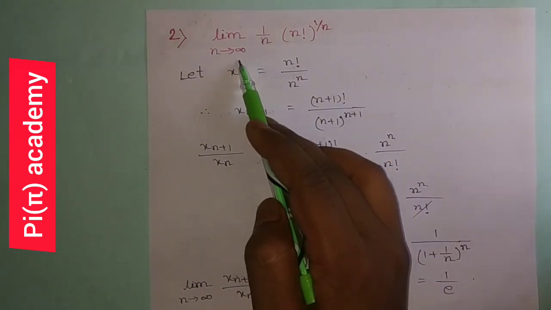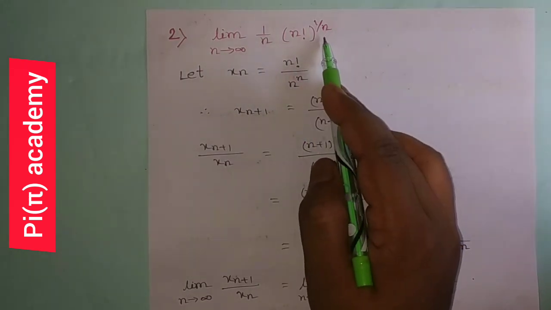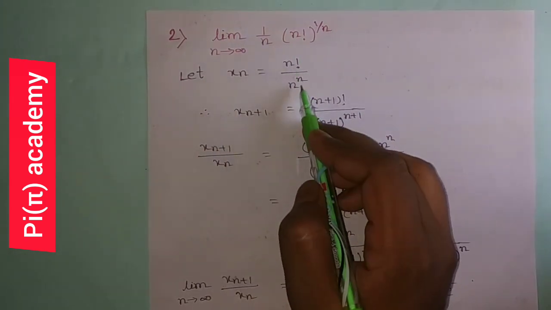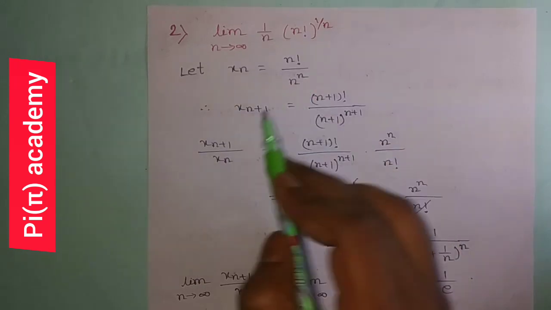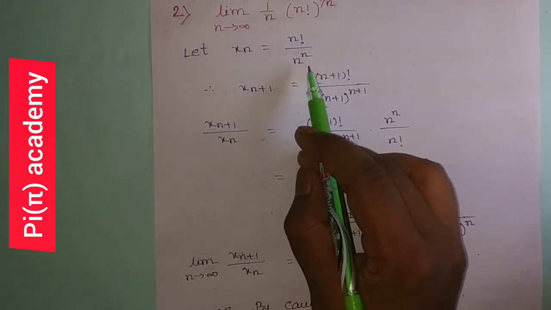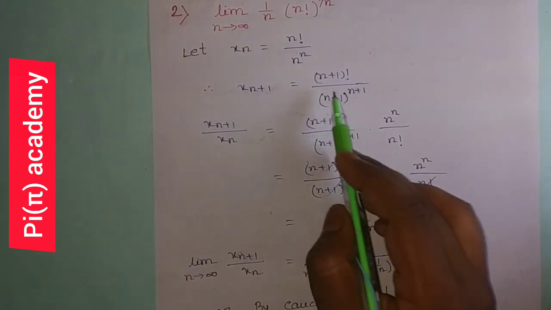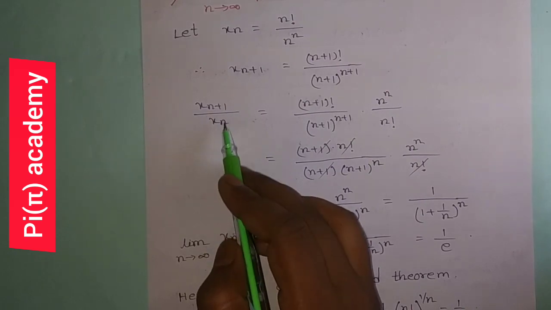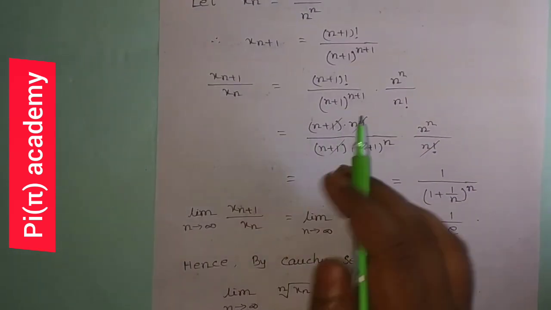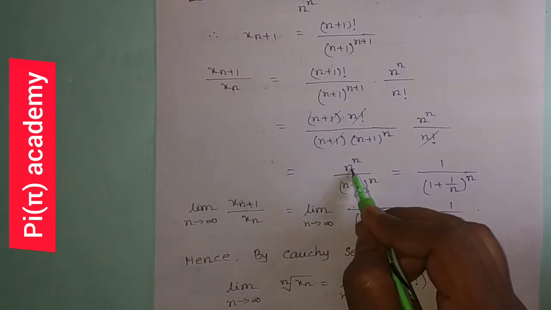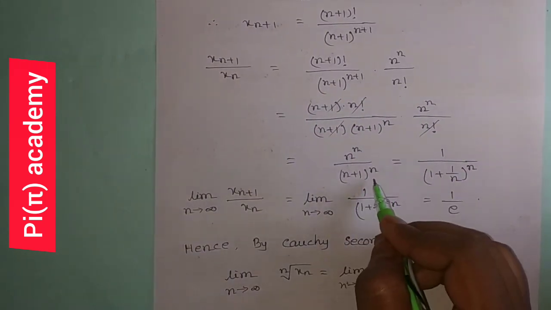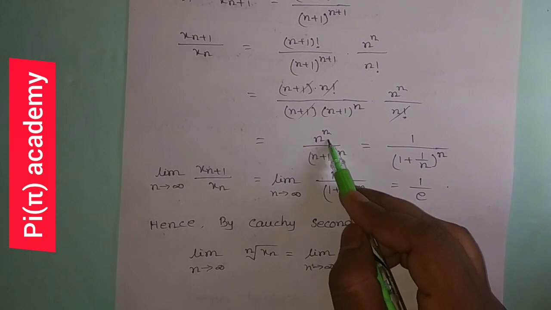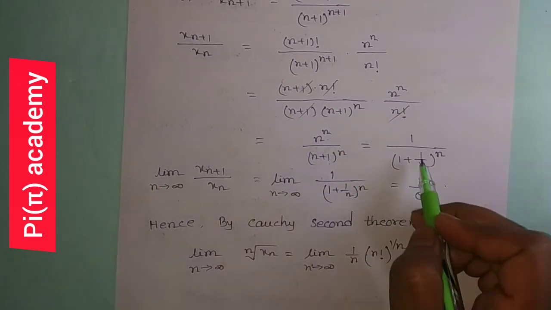Limit n tends to infinity of (1 by n) times (n factorial) whole to the power 1 by n. We have to find the value of this limit. Let x_n equal n factorial divided by n to the power n. Therefore x_(n+1), we put n plus 1 in place of n, is (n plus 1) factorial divided by (n plus 1) whole to the power n plus 1. Now x_(n+1) divided by x_n is this, and calculating this we get n to the power n divided by (n plus 1) whole to the power n, and we divide the numerator and denominator by n to the power n, we get this.